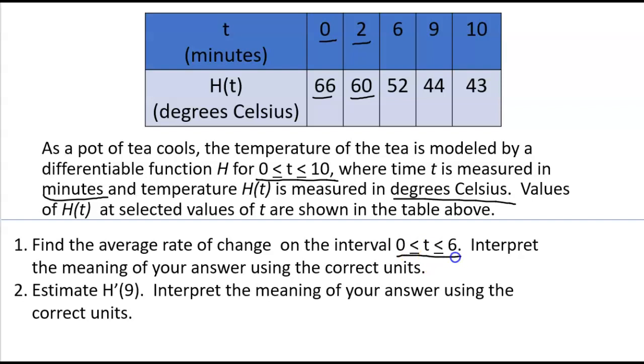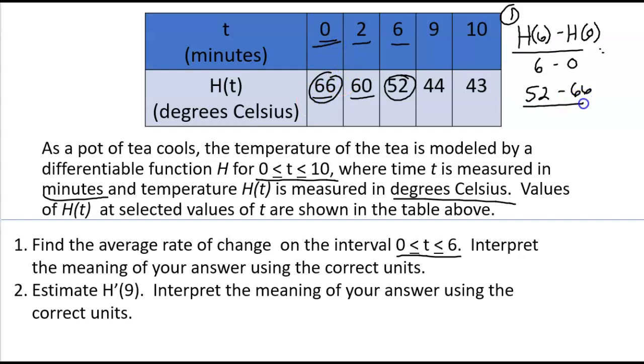All right, next, let's go take a look at number one, find the average rate of change on the interval from 0 to 6. Well, how do you find an average rate of change? So that's going to be, number one, h of 6 minus h of 0 over 6 minus 0. H of 6 is 52. H of 0 is 66. 6 minus 0 is 6. And simplifying this, we get negative 14 over 6, which is negative 7 over 3. And we want to include our units. The top numbers are degrees Celsius. The bottom numbers are minutes.